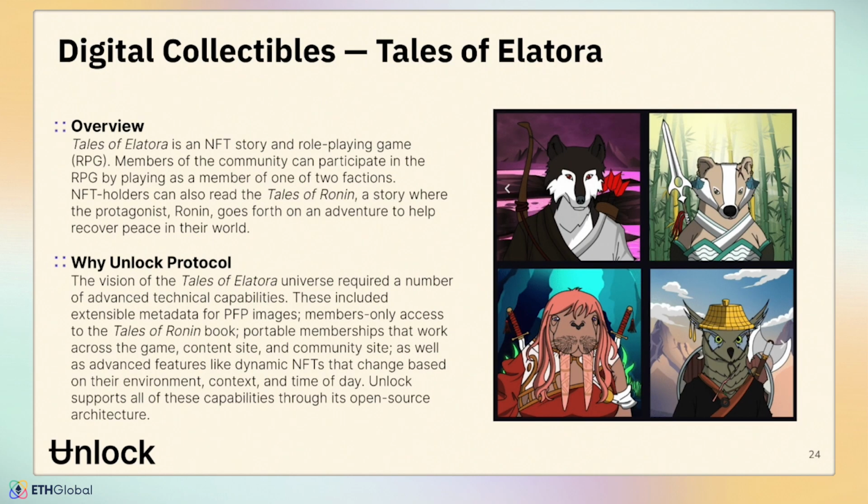Tales of Elatora is an example of a collectible that was built using Unlock. What's really interesting about Tales of Elatora is, like you can see here in the examples, each of these avatars actually has a component of both the avatar and so-called weapons, which are both NFTs. If a given address or user owns both an avatar and the weapon, it will show in the background of the avatar. You can see here, for example, the arrow and the bow displayed behind that wolf. If the user of that NFT were to sell the weapons, then the avatar would not have the bow and arrow. It's dynamic based on this, and I think this is a very powerful tool.